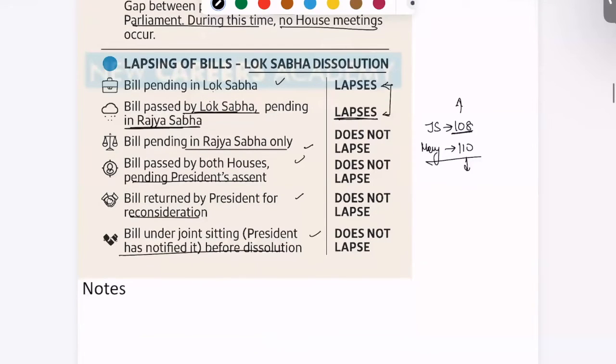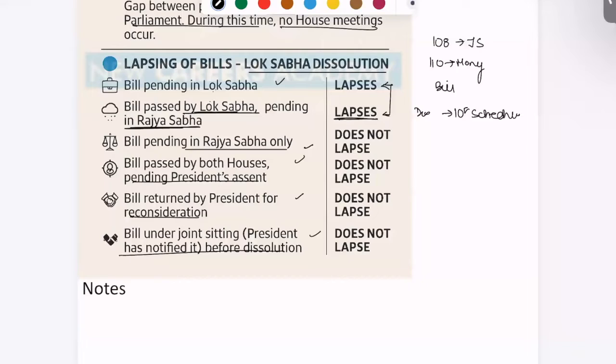अब ये बहुत important है. Speaker की powers क्या है? First article. What? 108, 110, and any disqualification under which article? 10 schedule.